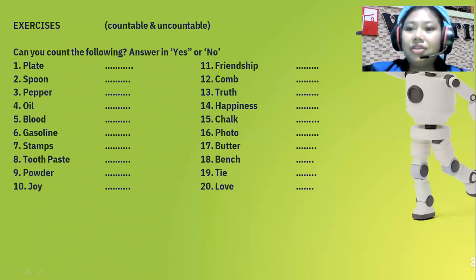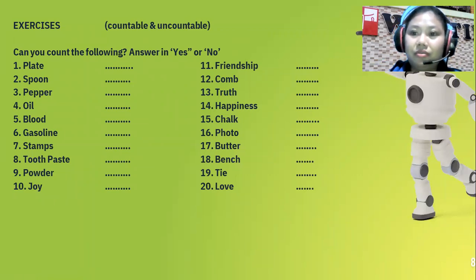Okay. Based on the explanation before, we try to figure out which things are countable and uncountable. Can you count the following? Answer yes if you can count it, and no if you cannot count it. For example, number one, plate. Yes, of course you can count it. 1, 2, 3, 4, 5, and so on. Spoon?